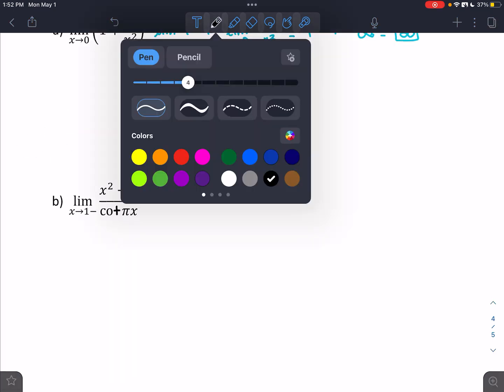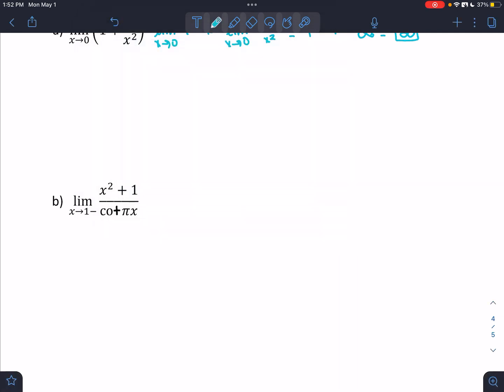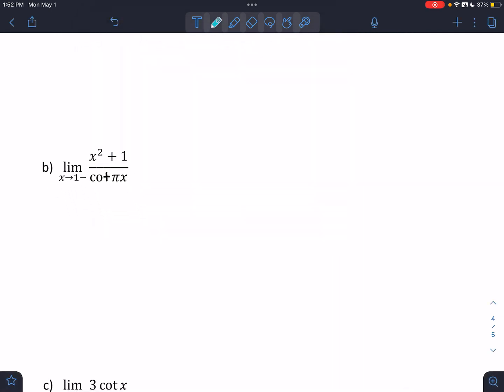Okay, and this time we're just doing a left limit. Do you guys see that? It's 1 minus there. So we're thinking about numbers that are coming to 1 from the left side, like 0.9999, right? So what's going to happen on top, let's just talk about the numerator. The limit as x approaches 1 from the left of just x squared plus 1. Let's talk about that. What's that going to be?